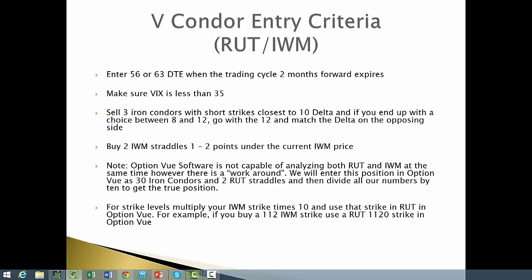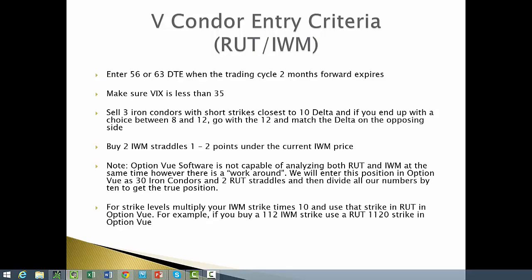Now, one note here is OptionView software is not capable of analyzing both Russell and IWM at the same time. However, there's a workaround. And we do this by entering the position in OptionView as 30 iron condors instead of 3. And then I enter the 2 IWM straddles as Russell straddles. And then I divide all our numbers by 10 to get our true position. So I'm going to show you some samples of that.